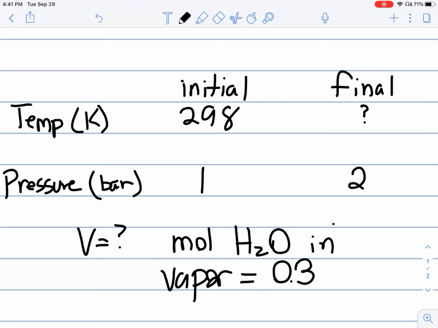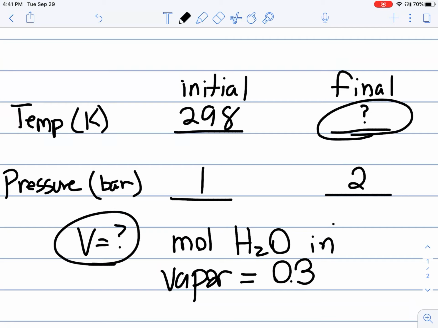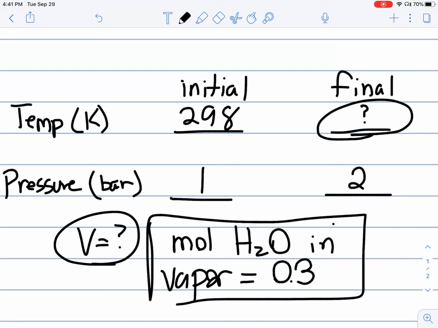So our initial temperature is 298 Kelvin, initial pressure is 1 bar. We don't know our final temperature, but our final pressure is 2 bar. We want to find our final temperature and our volume such that the number of moles of water in the vapor phase is 0.3 moles.